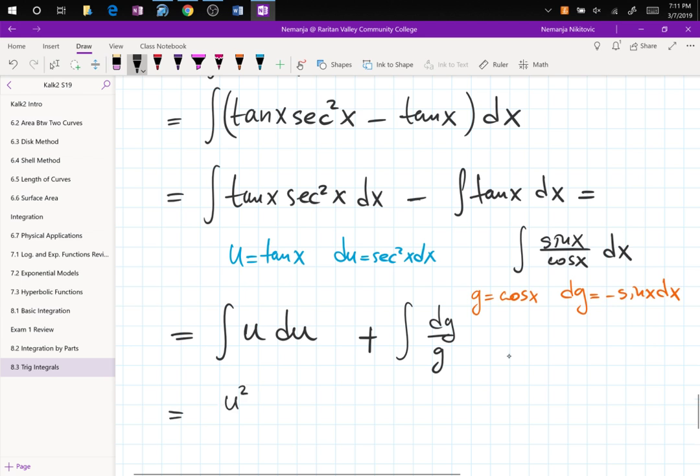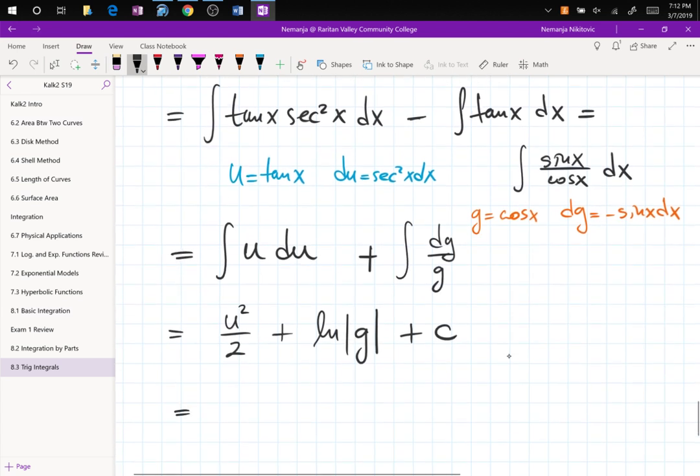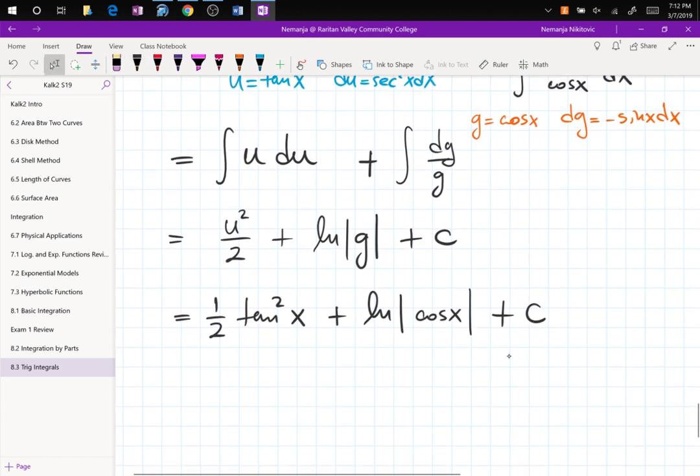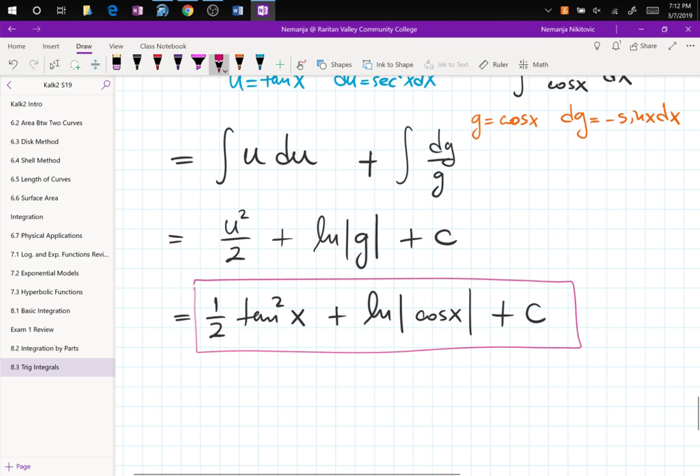So now we have u squared over 2 plus ln of g plus c, which is 1/2 tangent squared x plus ln absolute value of cosine x plus c. Ta-da! So satisfying when you get to put the box at the end, right?